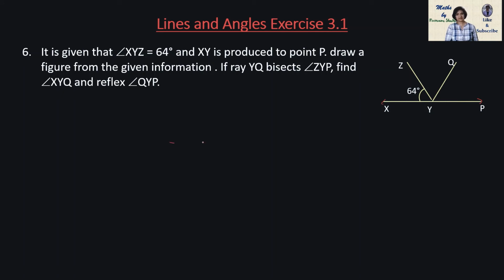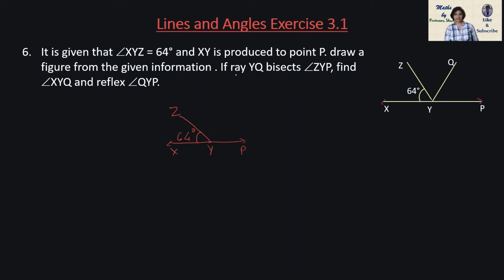XYZ is 64 degrees. This is 64 degrees. And XY is produced to point P. This is X, and this is Y, and this is produced to point P. And now draw a figure. We have drawn this. If ray YQ bisects ZYP, this is Z. I forgot to write it, XYZ, so XYZ is 64.